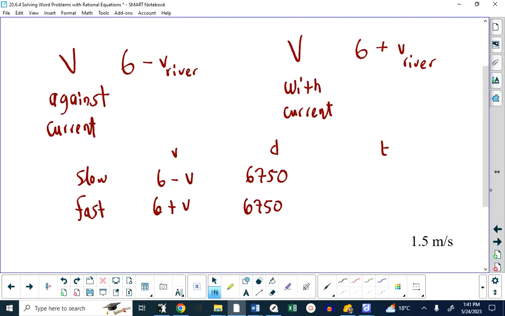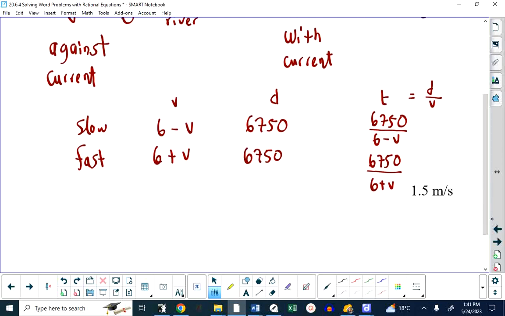The fast speed. By the way, listen very carefully, we can stop and handle this right now. The big speed will give us the small time, right? The faster you go, the smaller the time. The time is distance over speed. This is just like the previous question we did. So 6750 over 6 minus v, and 6750 over 6 plus v. And I'm going to write those two down.